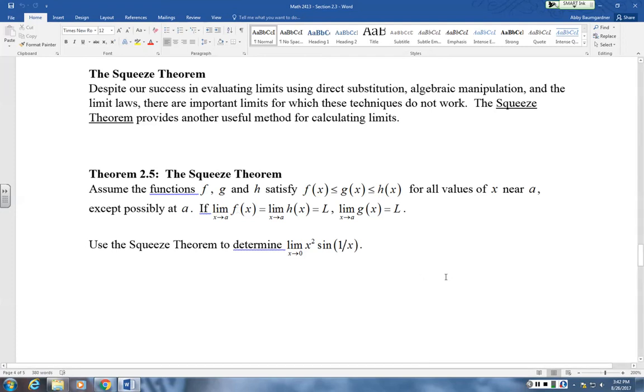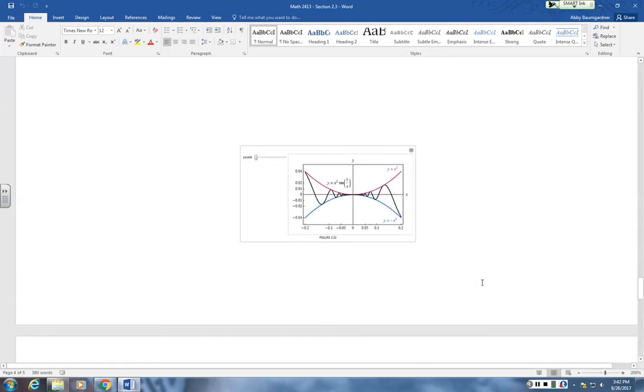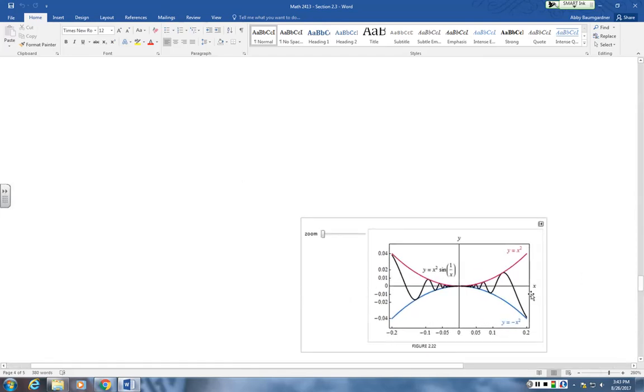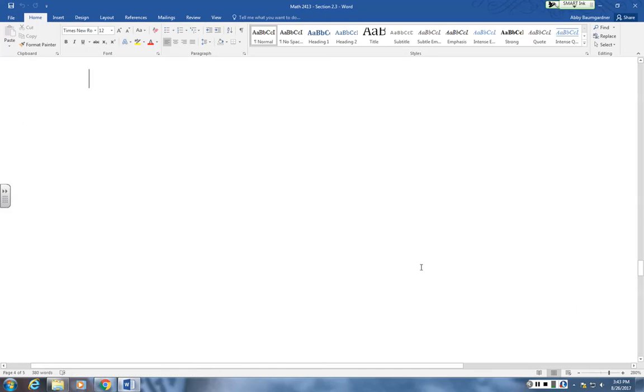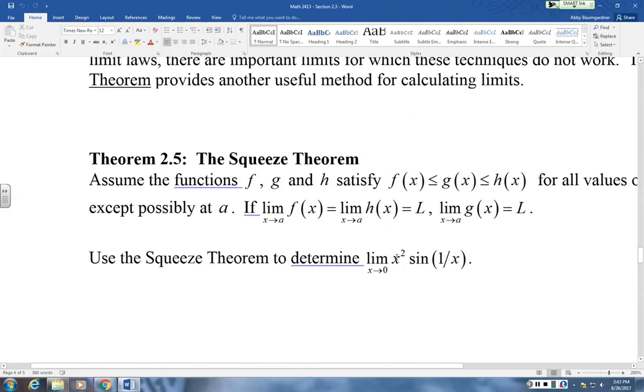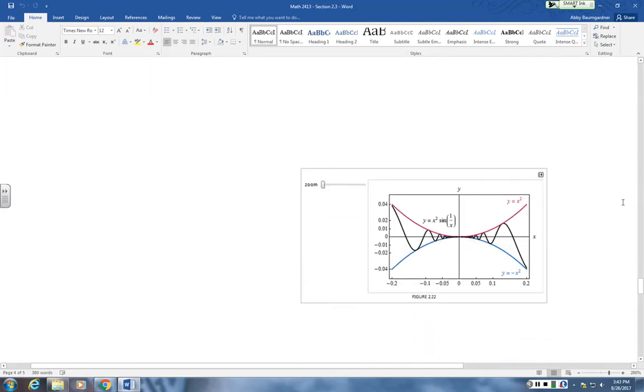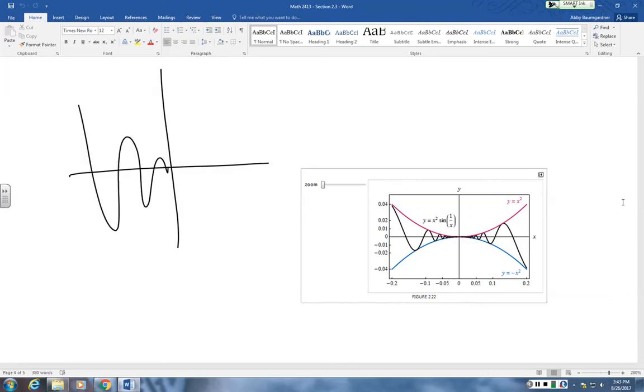I don't know if the graph on this is visible, but I think we can see that without actually clicking on it. What we're trying to find here is to use the squeeze theorem to determine this limit. It's x squared times sine of 1 divided by x. The black graph is x squared times sine of 1 divided by x. You see how it's squiggly, right? Squiggles everywhere. Okay, so anyway, super squiggly there.